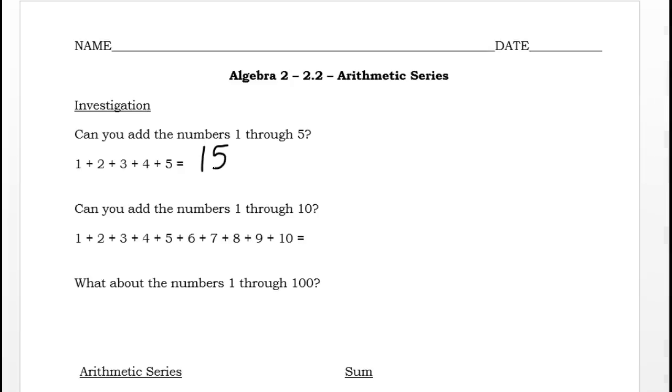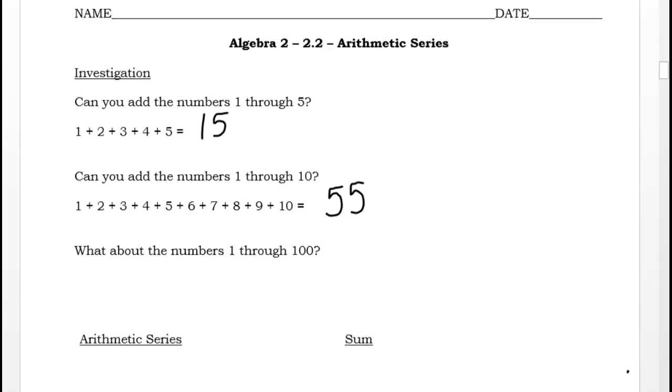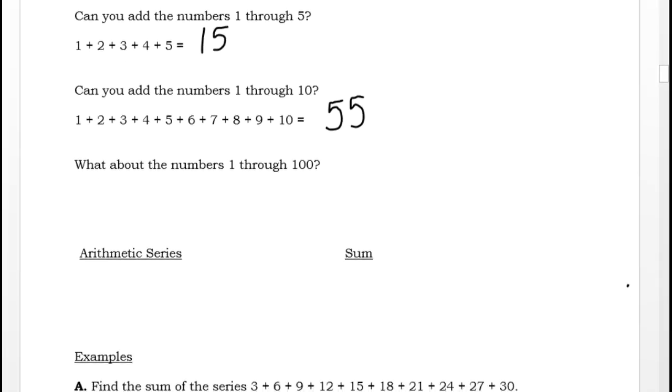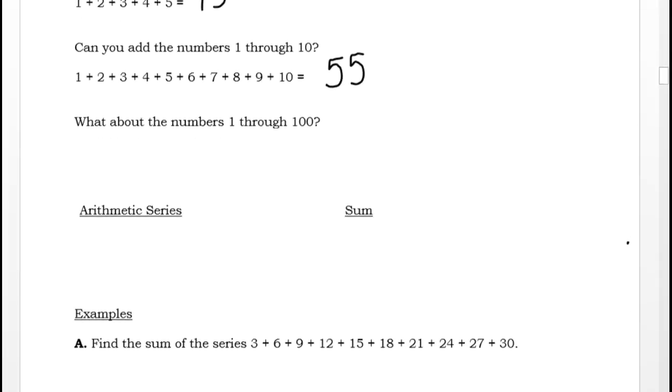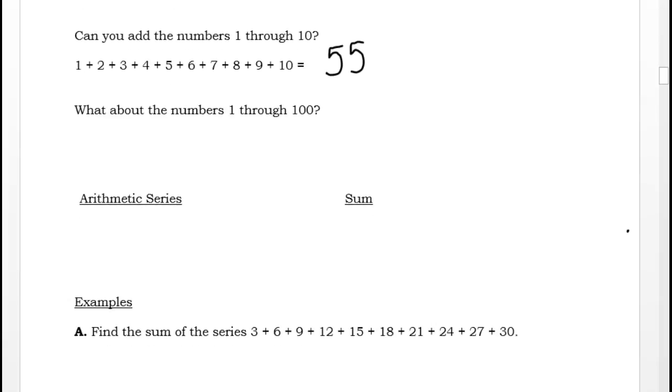We're going to do the same thing with the numbers 1 through 10. 1 plus 2 plus 3 plus 4 plus 5 plus 6 plus 7 plus 8 plus 9 plus 10. We should get 55. So now I'm going to do the same thing 1 through 100. 1 plus 2 plus 3 plus 4 plus 5 all the way up to plus 100 is not actually something that I want to do in my head. I could grab a calculator and do that, but that would take quite a bit of time. So we're going to come back to that after we do a little definition and a formula.